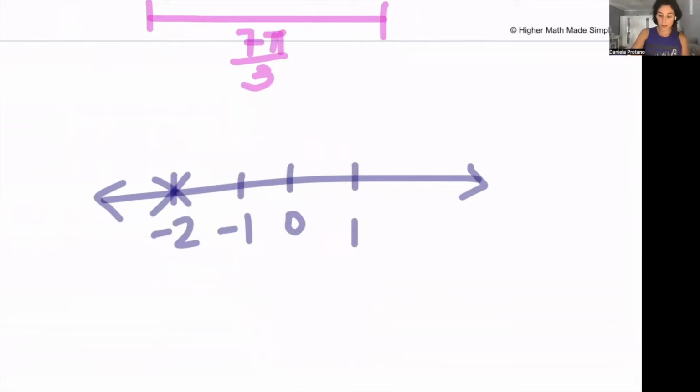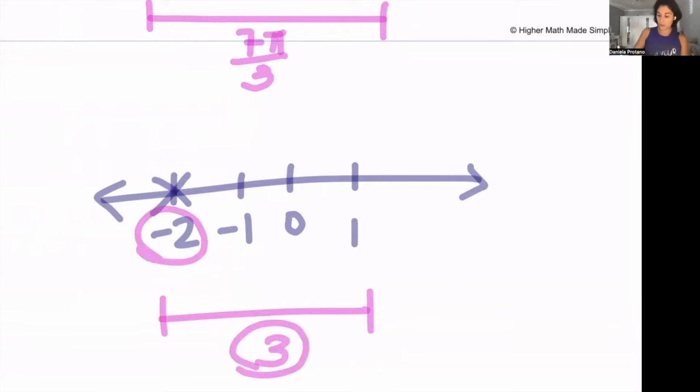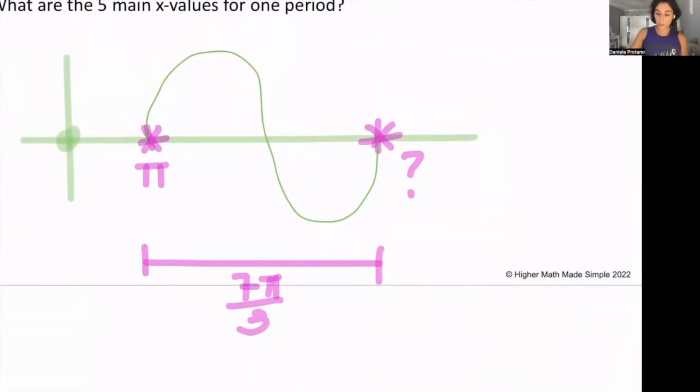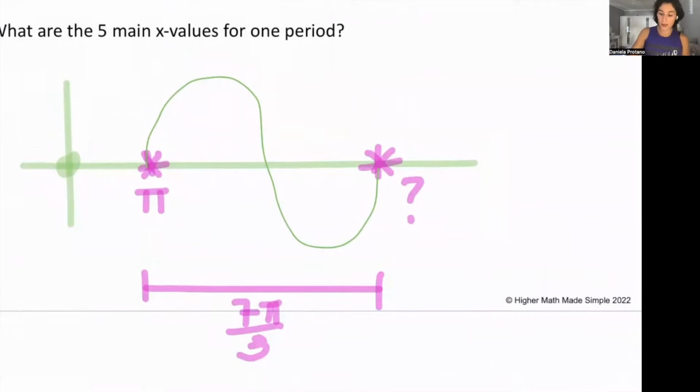Now, algebraically, if we know that it traveled 3 units, so notice I'm trying to mimic a period of a function, algebraically we can add -2 and 3 together, and we get 1, which was the correct answer. And very similarly, how are we going to find that endpoint? If we know it traveled 7 pi over 3 units, we are going to add the phase shift plus the period together. Now, I did write a reference sheet, which I'll show you in a second, but just remember it's the phase shift plus the period.